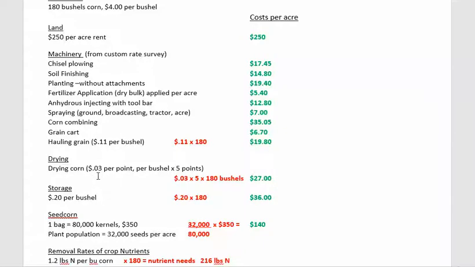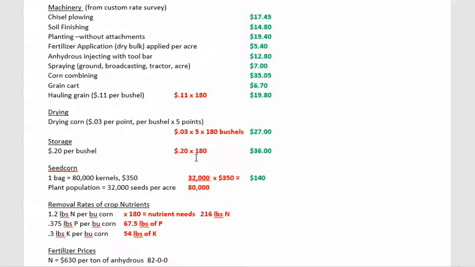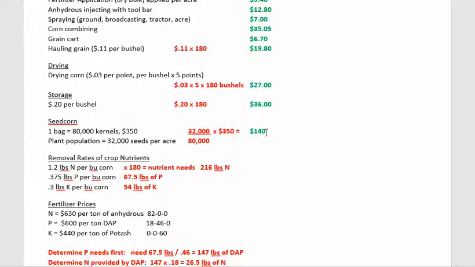Drying the corn, 3 cents per point of moisture per bushel times 5 points. So we're saying that we're going to harvest our corn at approximately 20%, dry it to 15.5 if we're going to sell it. That costs us 3 cents a point, we figure. So 5 points times 3 cents a point is 15 cents times 180 bushels per acre. I'm at $27 per acre. 20 cents of storage times 180 bushels, 36 bucks an acre.